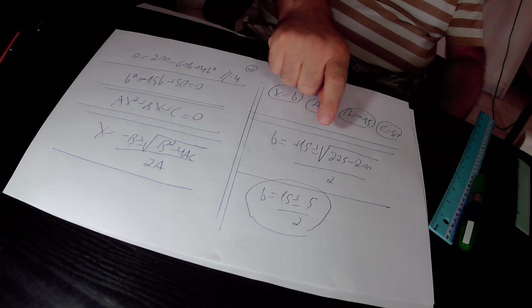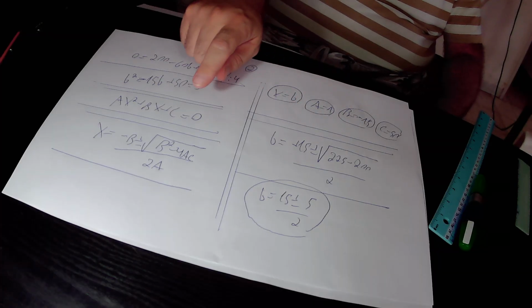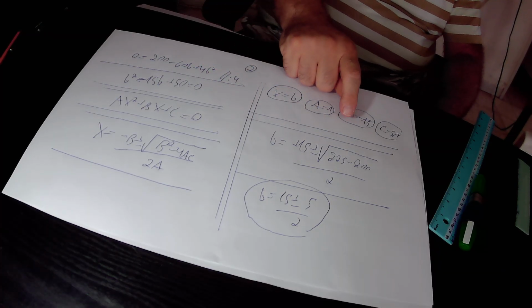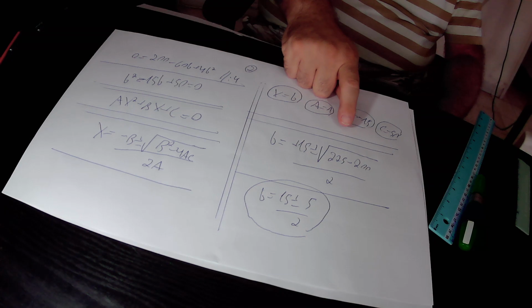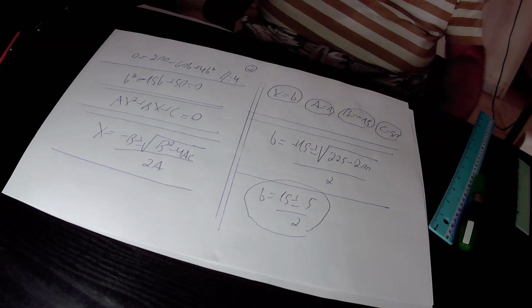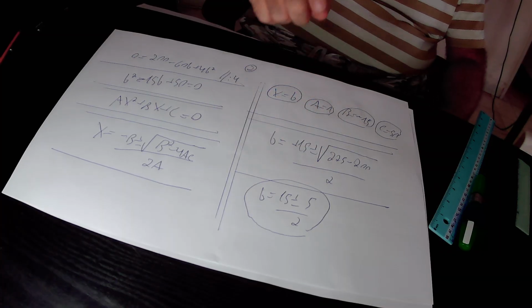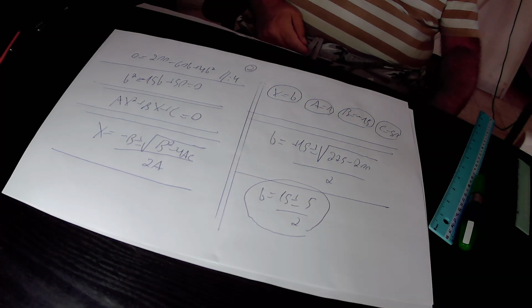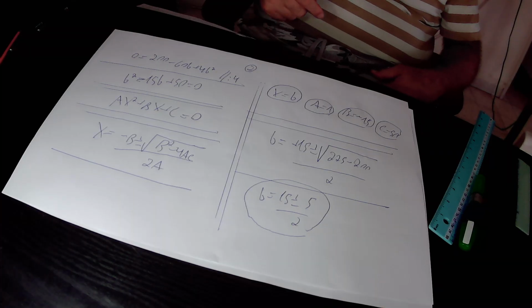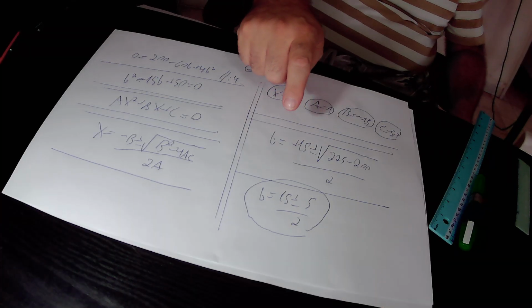And here we also have over 2a. a is 1, so 2a is 2 times 1, that is 2. The square root of 25 is 5. So in total we find that b equals 15 plus minus 5 over 2. So here we have two possible solutions for b. The first solution is b1, and the second solution is b2.